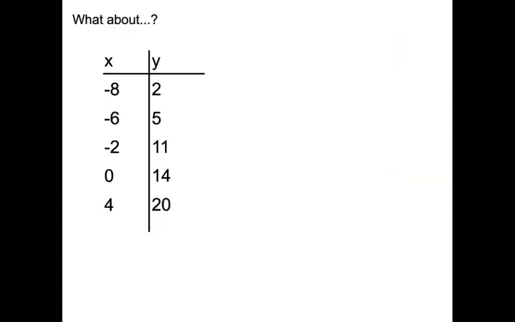How about a problem like this, though? We're given a table of values, and we want to determine the same thing, whether or not this is linear. So let's take a look at the change in y and the change in x. So from 2 to 5, we're adding 3, and then 5 to 11, we're adding 6, and then 11 to 14, we're adding 3, and then 14 to 20, we're adding 6. So the way we have it right now, the change in y is not constant, it's not the same.